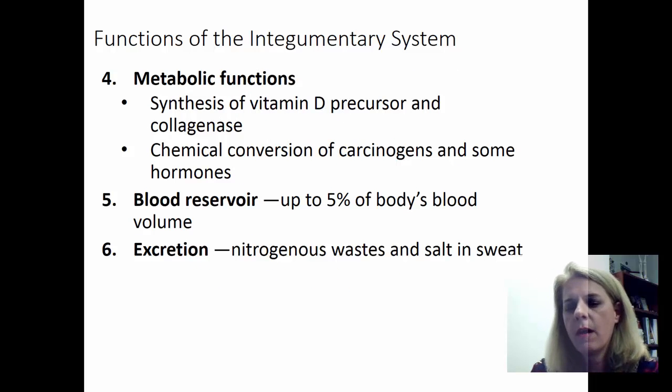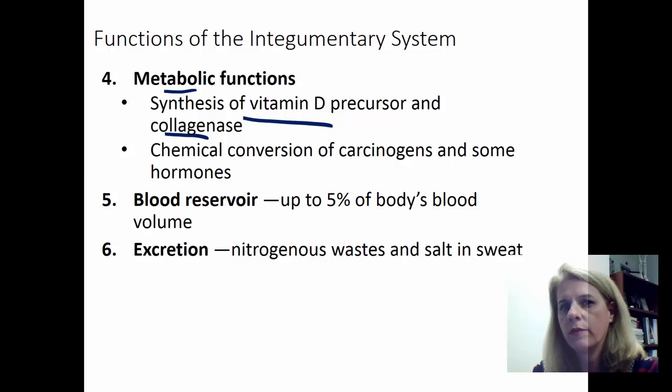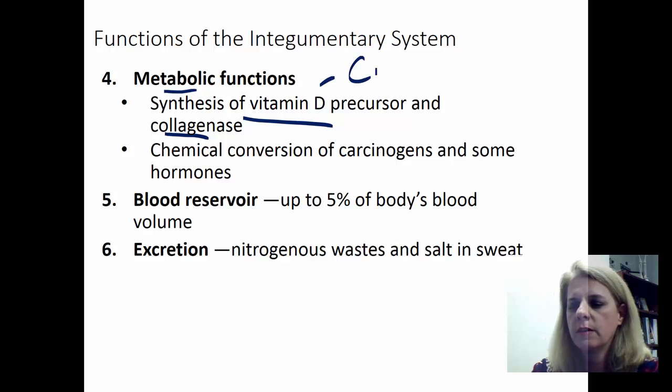The skin has some metabolic functions. There are things that you need to produce in your own body that start in the skin, like collagenase. Vitamin D is one that most people know about. The skin doesn't make the vitamin D, but it starts the process. So when you have UV radiation or sunlight, it causes the skin to start the process of making vitamin D. And vitamin D is something that we need in order to absorb calcium.